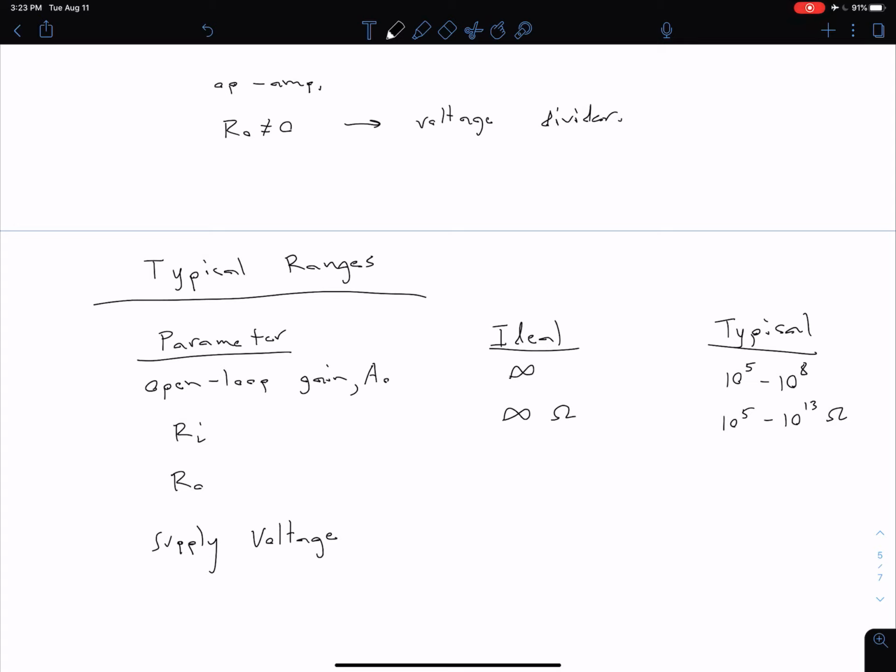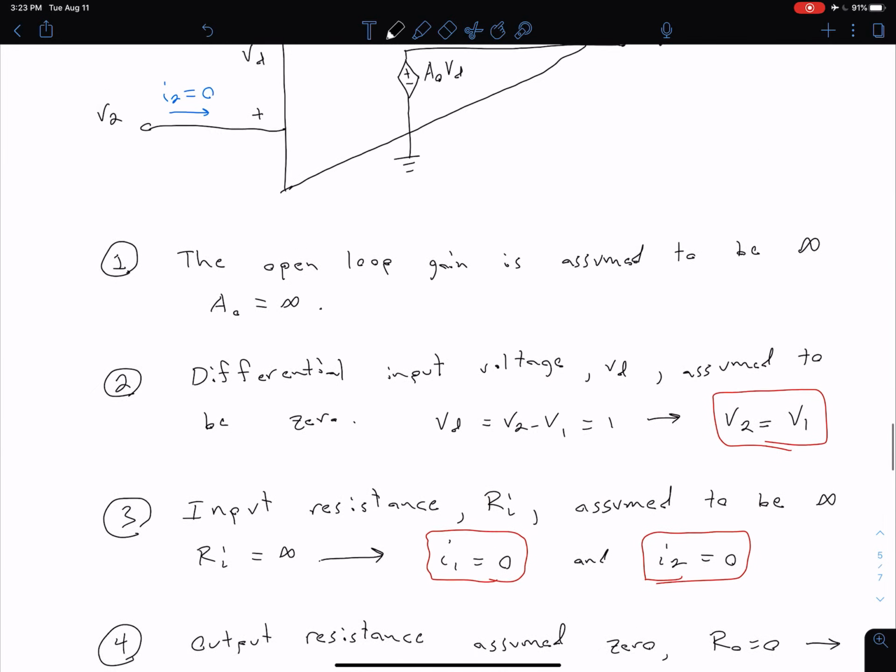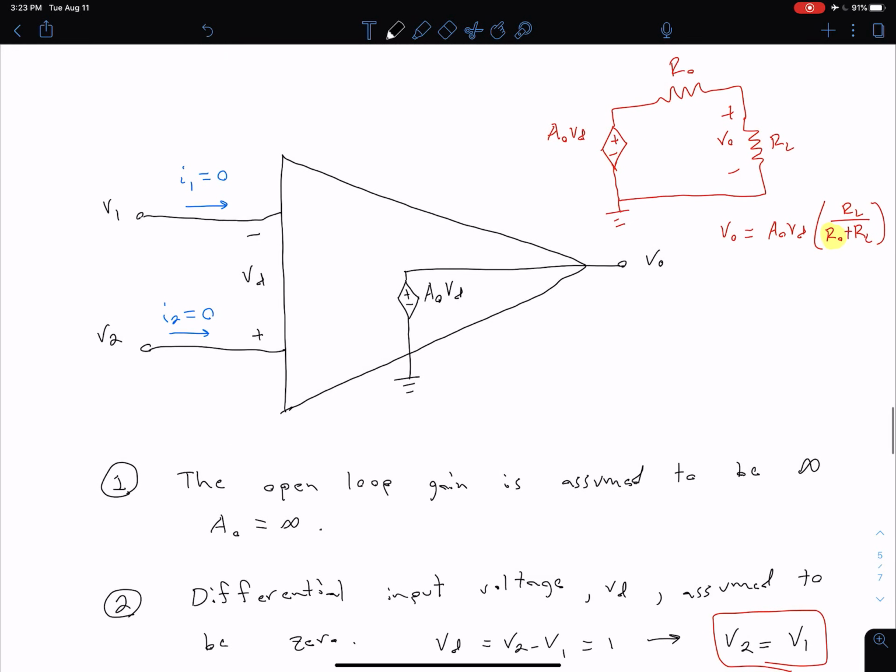Our output resistance, ideally, we said was going to be 0. And in practice, it's typically going to be a matter of tens of ohms, so anywhere between 10 and 100 ohms. And then finally, for our ideal case, we don't necessarily have an ideal supply voltage, but oftentimes you'll see supply voltage ranging anywhere from 5 to 24 volts. And again, the main idea behind this is with this ideal case, we're just creating a model that's a little easier to work with.